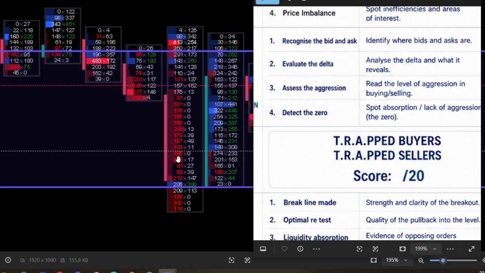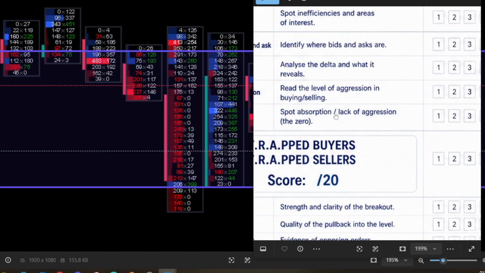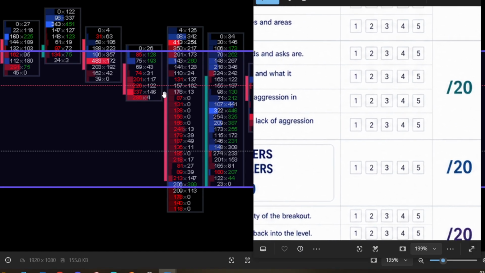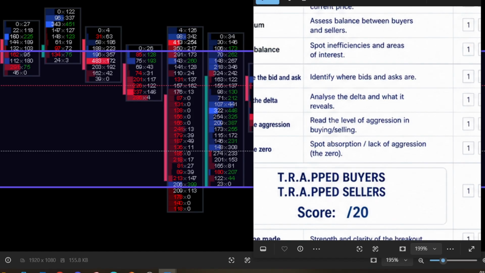It's red, yeah. So red delta, negative delta. Now, vice versa, if you look at 107 for 441, that's a blue delta here, right? So when you assess the aggression, you are actually looking at the color of the delta to make a decision. The color of the row represents who is being more aggressive at that time and price. That's why we call it reading the level of aggression in buying and selling. So we've clearly identified that here and here, so that would be 5.